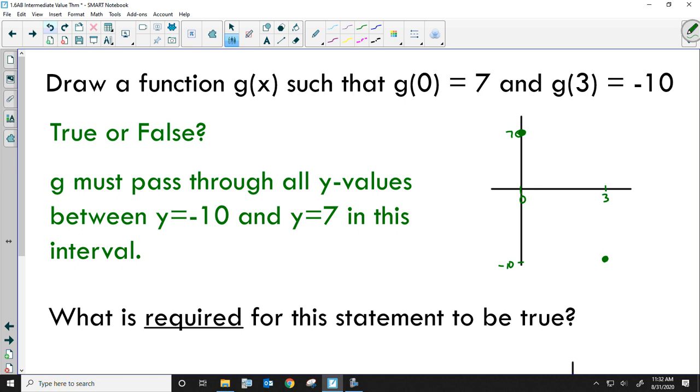What if, I don't know, how about that function? That goes through the 2 points that we're requiring, but it doesn't pass through all of the y values between -10 and 7. So, right, this isn't a must. It could. So then what's required of our function g of x so that this statement was true all the time?